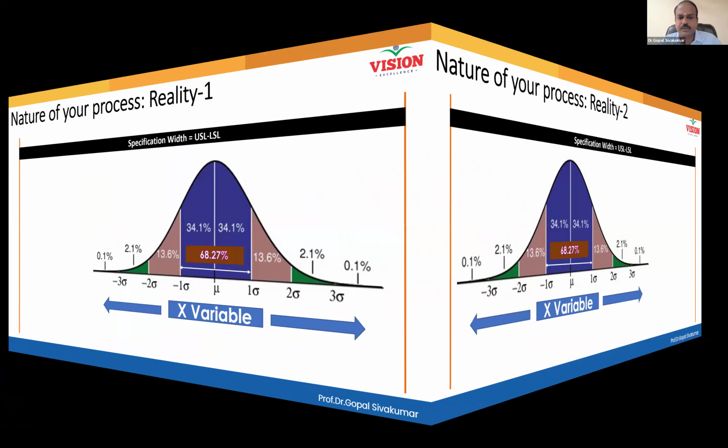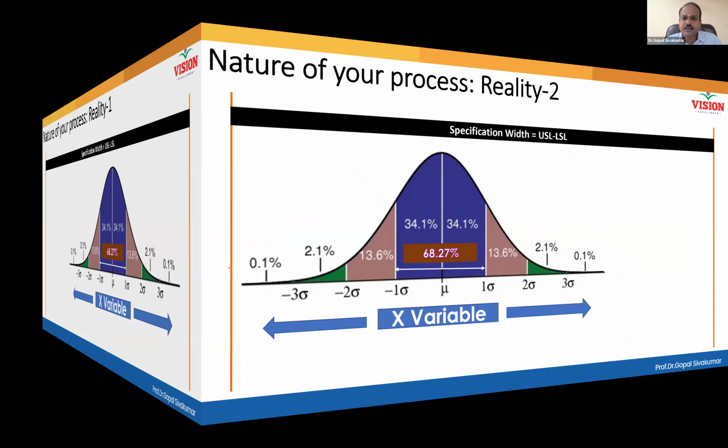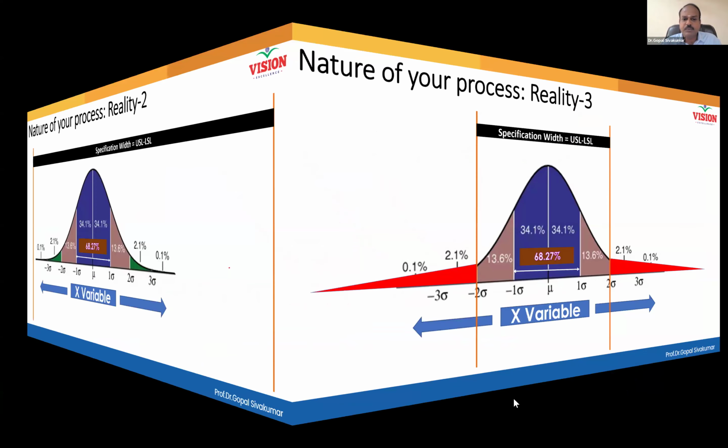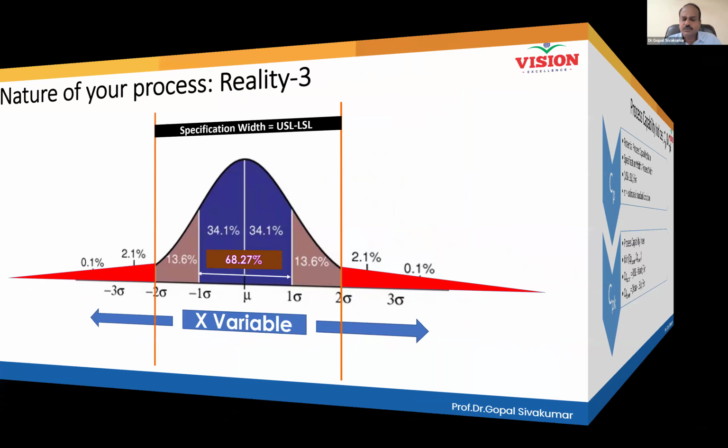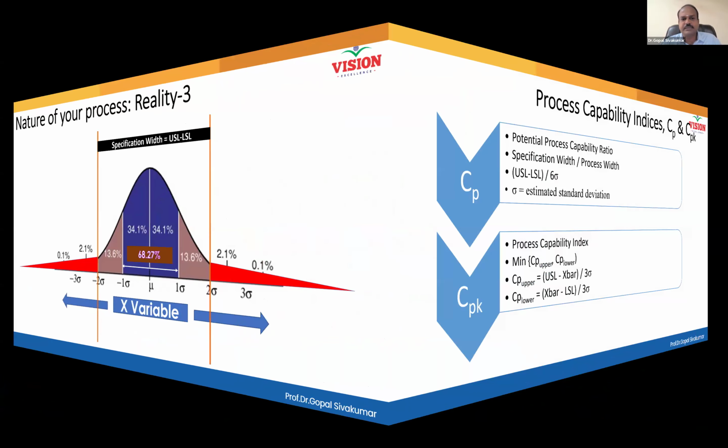Now the same problem can happen on the left side. Now what happened? You see, you have a process, but specification ends here. But process spread is far more than the tolerance given by the customer. Can you see the rejections happening here in red color on the right and left? Yes or no? So the process is clearly not capable and Cpk is less than 1. So this is what you learned in Cpk.